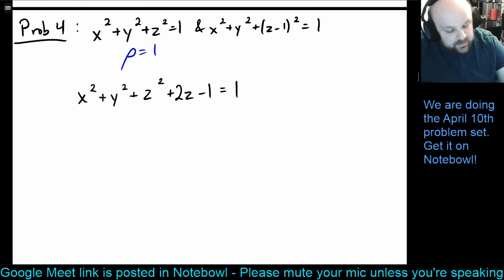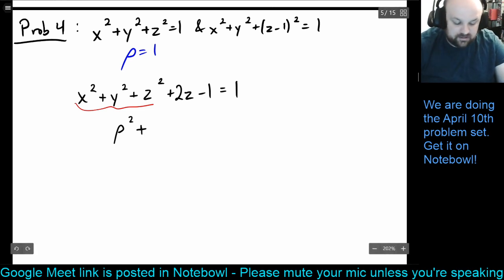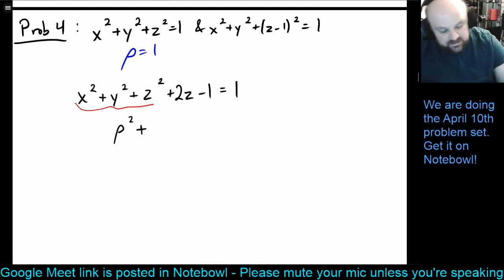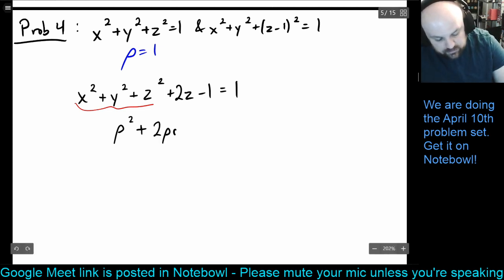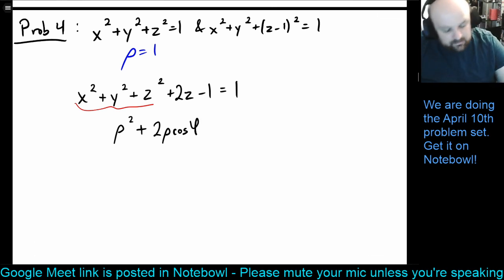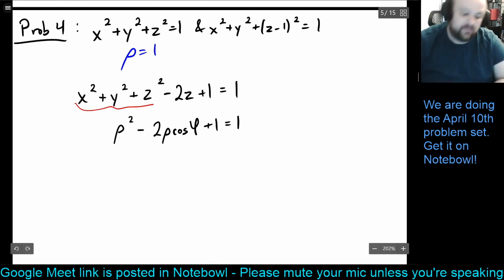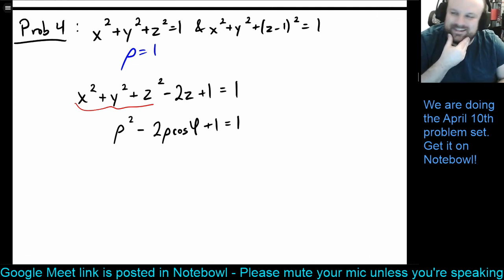Notice this part right here is rho squared. So we get a rho squared. Now here, 2z, there's not much we can really do about that. So this is 2 rho cosine of phi. Oh, this is plus 1, sorry. And this is minus. I can't multiply today. I was looking at that thinking, that's not going to come out right.